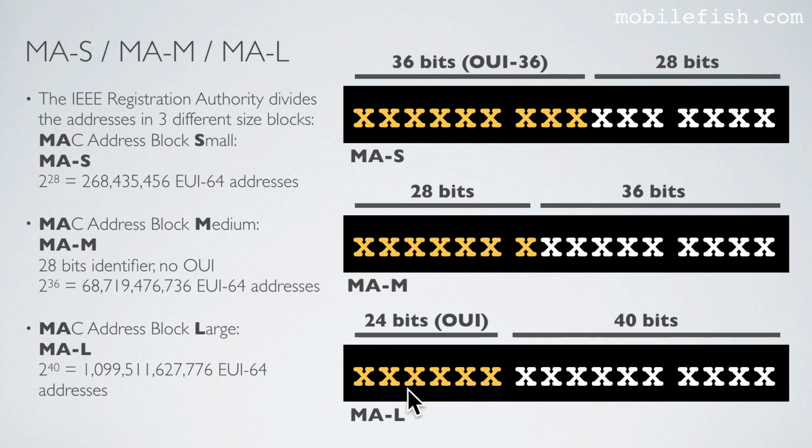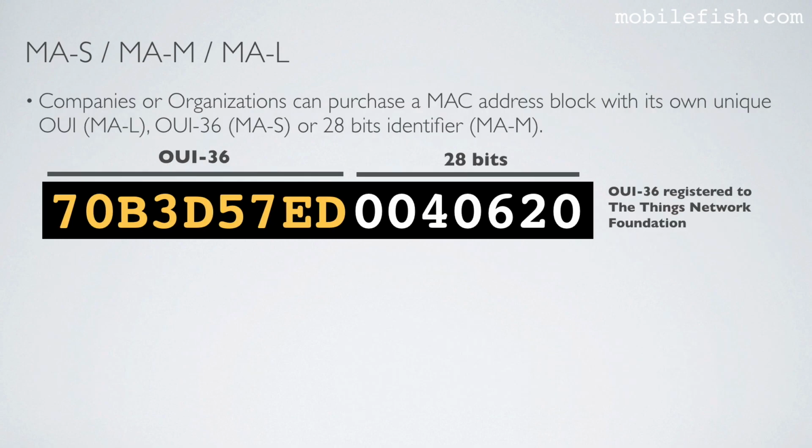And this is the third address block size, called MAC address block large, abbreviated MA-L. The company is assigned this OUI, which is 24 bits long, which means the company can assign an additional 40 bits to create an EUI-64 address. This means the company can generate approximately 1 trillion EUI-64 addresses. Companies or organizations can purchase a MAC address block with its own unique OUI, MAC address large, OUI-36, MAC address small, or 28-bit identifier, MAC address medium.